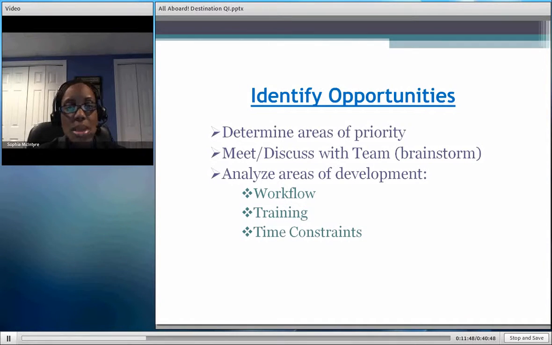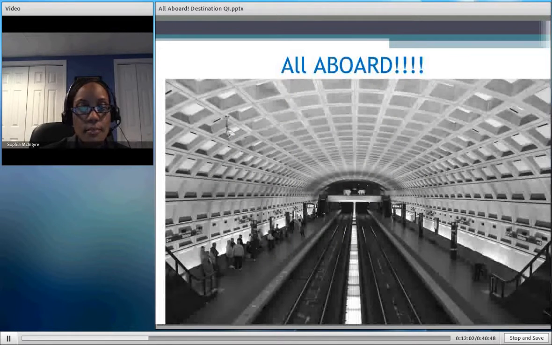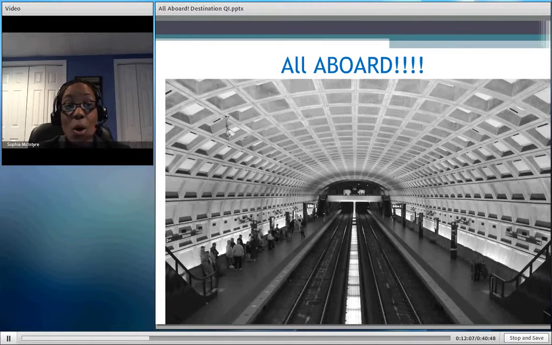Many of us are being tasked to do more with less time. So how are these improvement projects really going to impact us and the time that we have? And that's really important when you're looking at it. So, all aboard, the train is arriving to the station and it's quality improvement time. So let's take a look a little further.